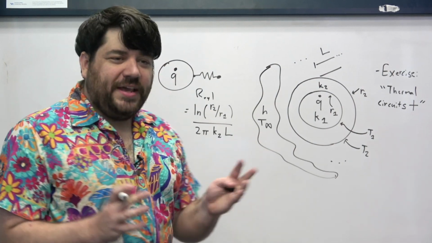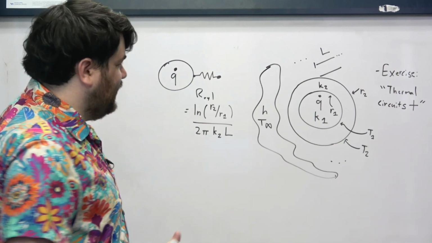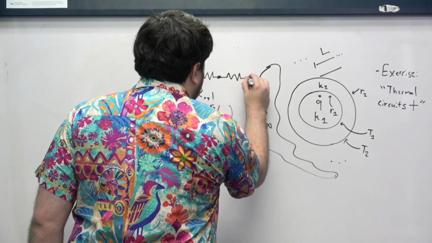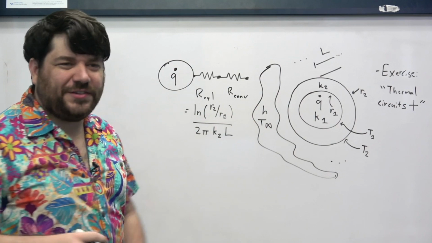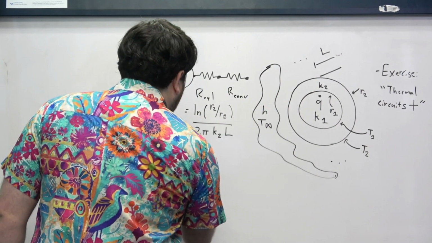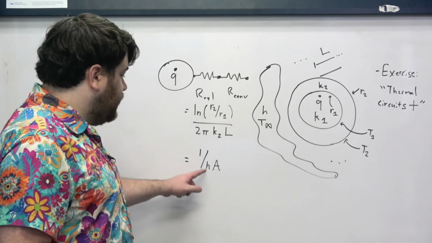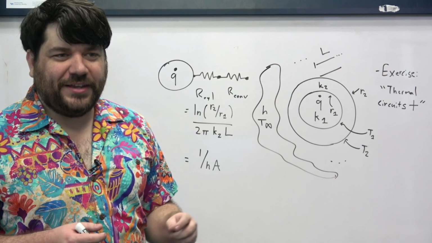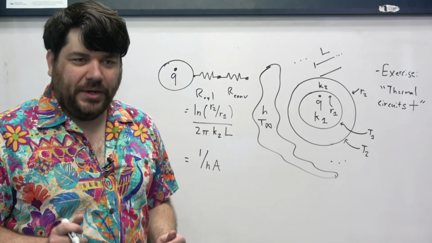What about the air? Well, the air is just convective. So because it's convective, the expression for it doesn't change, right? Convective thermal resistances always have the same form, which is just 1 over hA: 1 over the heat transfer coefficient times the surface area over which the heat transfer takes place from the boundary of the object into the fluid.